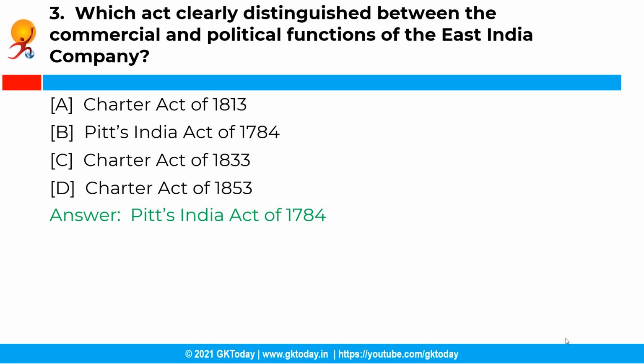See, it was the Pitt's India Act of 1784 that distinguished between the commercial and political affairs of the company. The Court of Directors were to manage the commercial affairs and a new body called Board of Control was created to manage the political affairs. Further, it established the system of double government.